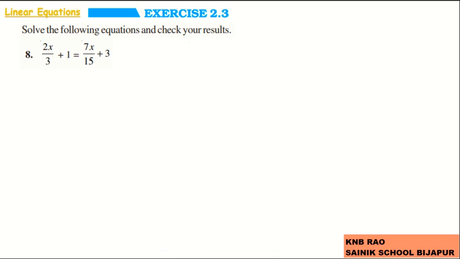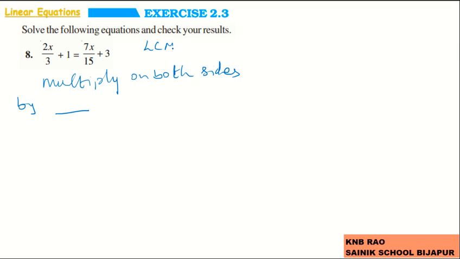Then coming to the next question number 8, here again 2x by 3 plus 1 equals 7x by 15 plus 3. Students, again we have got some fractions here. How to get rid of them? To get rid of them, multiplying is the only easy way. Multiply on both sides by, now tell me, by which number should I multiply? Very simple children, you multiply by the LCM of those denominators.